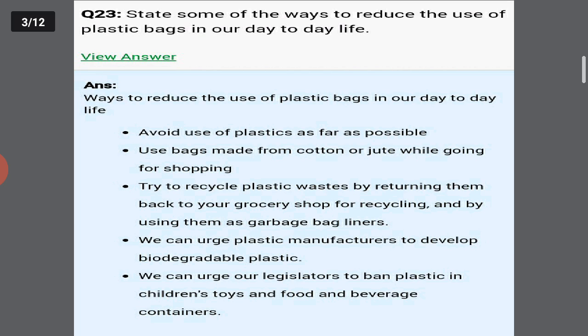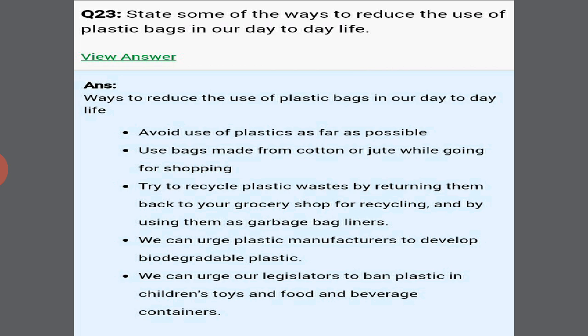Now state some of the ways to reduce the use of plastic bags in our day-to-day life. Okay, let's discuss the various ways. Answer: avoid using plastics as far as possible. जहाँ तक संभव हो सके, प्लास्टिक को यूज़ करना बंद करने की कोशिश करें. Use bags made from cotton or jute while going for shopping.